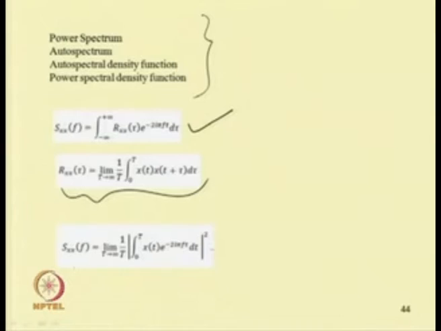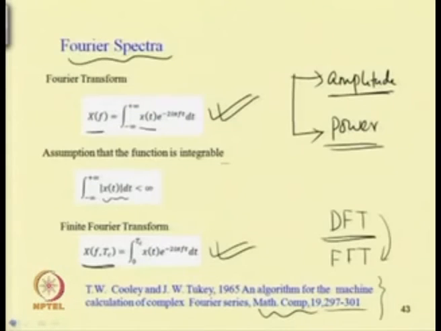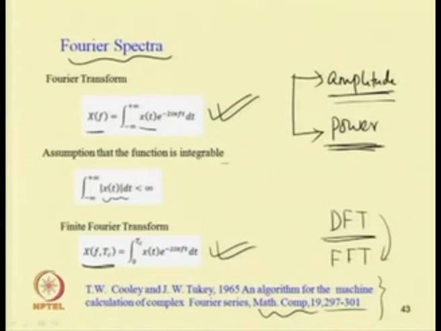And one can also write the power spectrum by using this expression, that is S_xx(f) equal to limit T tends to infinity 1 by T, integration 0 to T x(t) e to the power minus 2 i pi f t dt, whole square. So, one can note that the power is the square of the amplitude, and so one can obtain these Fourier spectra in terms of amplitude or power to represent the motion of the system.